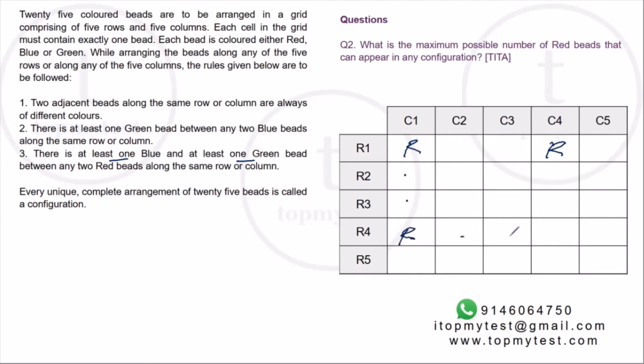Right, this cannot be red, this cannot be red, this will be red. Okay, so this part is done. Now I cannot put a red here, so I can start with a red on this row. Right, this cannot be red, this cannot be red, so this will be red because there has to be at least one green and one blue between two reds.